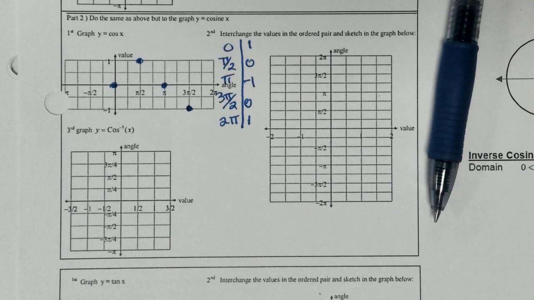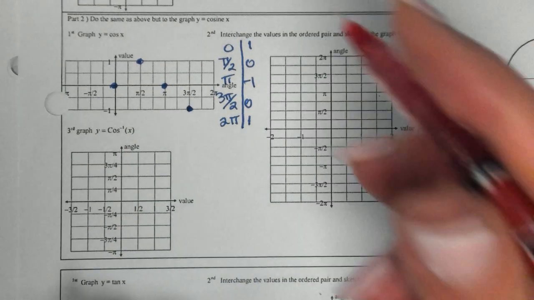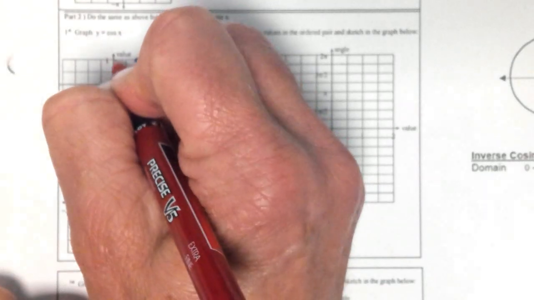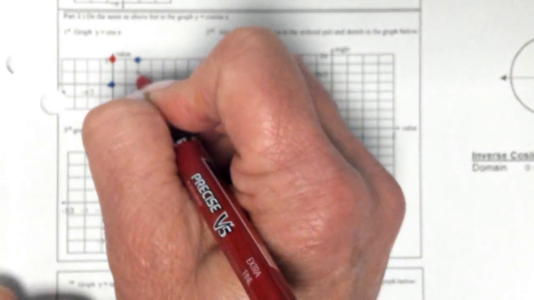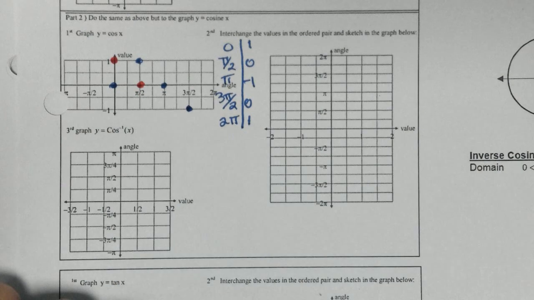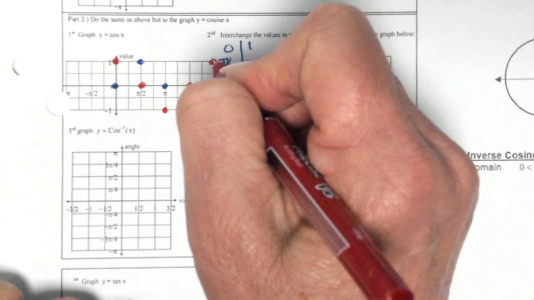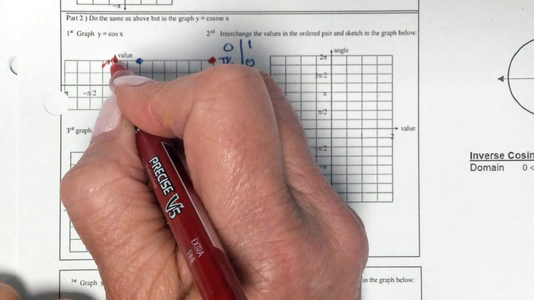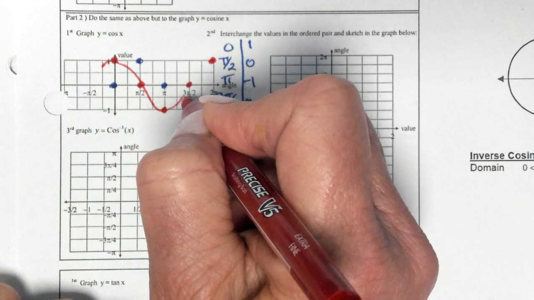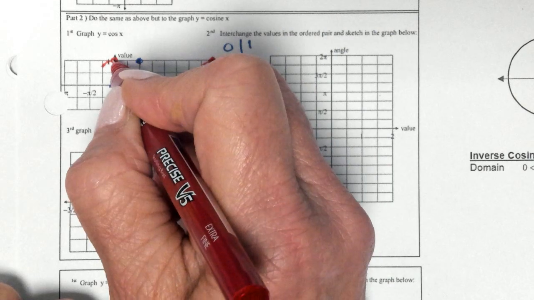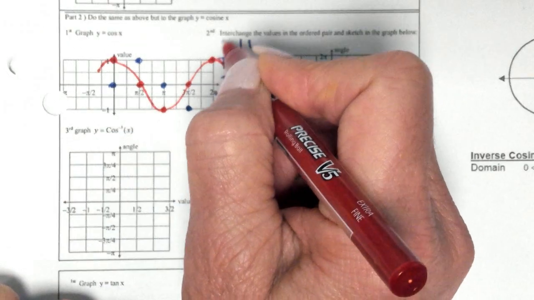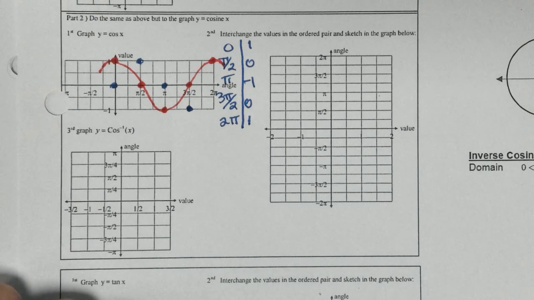Never mind. Here we go. Let me just do it in red. We've got 0, 1, pi over 2, 0, pi, -1, 3 pi over 2, 0, and 2 pi, 1. And when I connect those points, I'm going to have this curve. And remember, up at the top, we don't go beyond that to infinity as far as our range. We have to curve it on around.